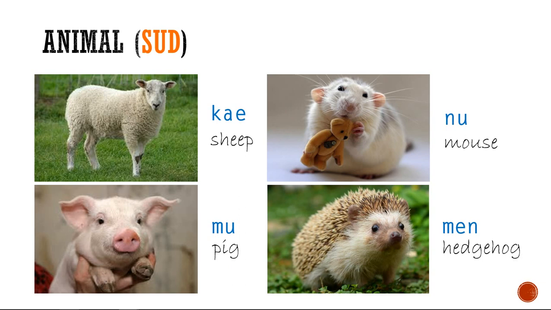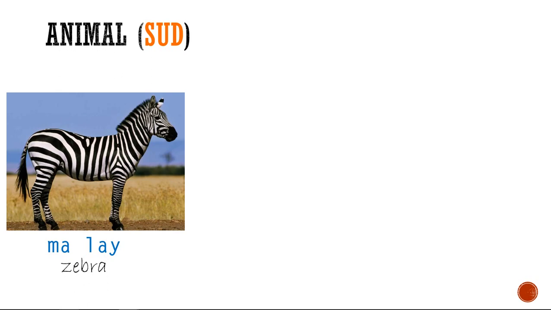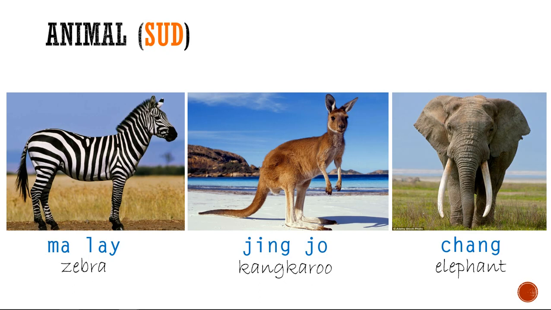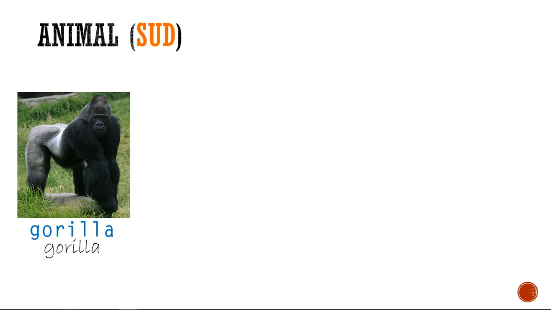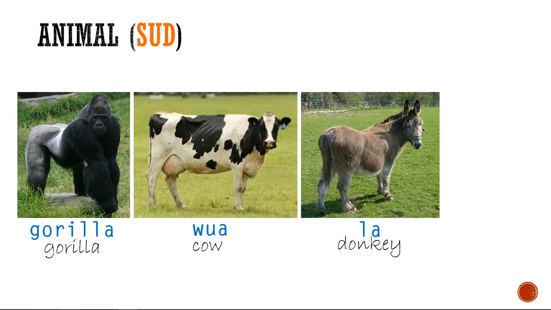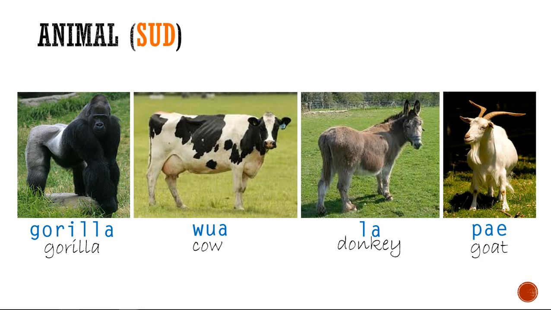Men, hedgehog. ม้าลาย, zebra. ม้าลาย is ม้า, a horse, and lai is the pattern on it, so the horse that has a pattern on it we call zebra. จิงโจ้ is kangaroo. ช้าง is elephant. กอริลล่า. วัว is a cow. ลา is a donkey. แพะ is a goat.